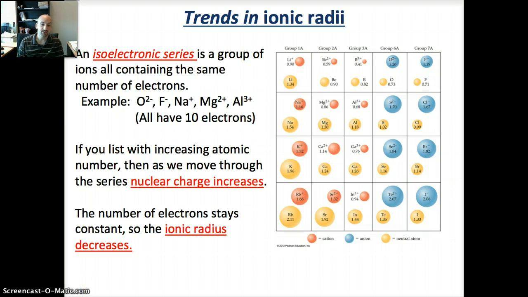The trick is to list these with increasing atomic number. As you move through them, the nuclear charge will be increasing as well. The number of electrons is going to stay constant, but the ionic radius will decrease. So just be aware of this with these different isoelectronic series.